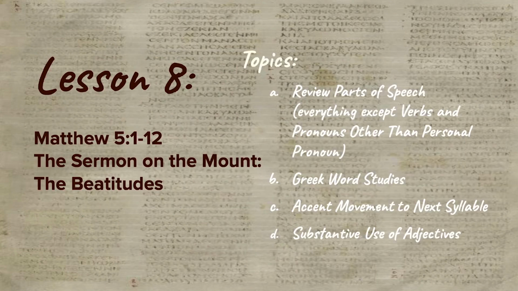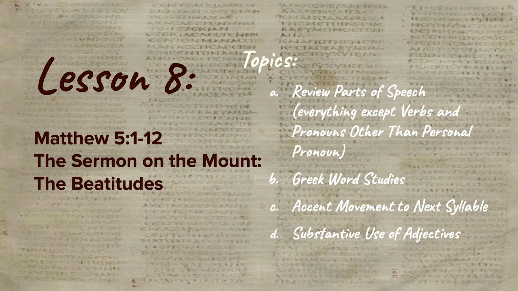Let's get started. In today's lesson, we're going to go through the first 12 verses of Matthew 5, which is the Beatitudes of Jesus' famous Sermon on the Mount. Our topics are, first of all, to review all of the parts of speech that we've learned up to this point, that is everything except verbs, and pronouns besides the personal pronoun, which we've already talked about. We're also going to talk about how to do Greek word studies, and the importance of Greek word studies. As long as you're learning ancient Greek, you might as well know how to understand what they meant by each word in the ancient Greek.